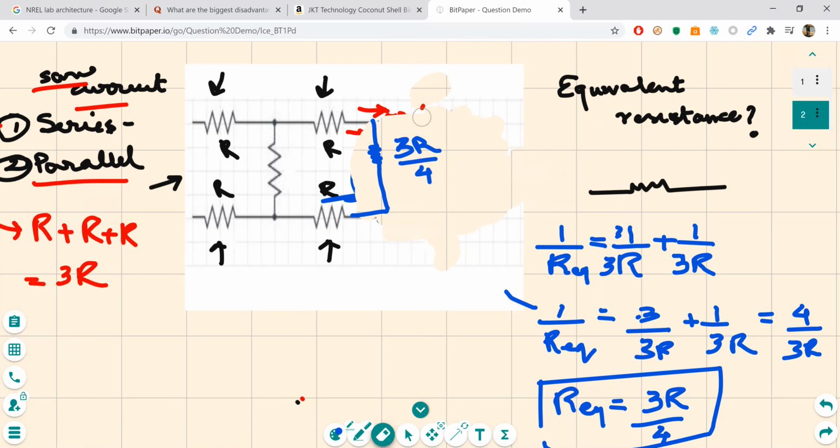We started with how many? 7 resistors. Now we're down to 5 resistors, if I'm not mistaken. So yeah, we had 7 resistors, and now we're down to 5 resistors. A lot of work to just get rid of 2 resistors, but we're getting there.